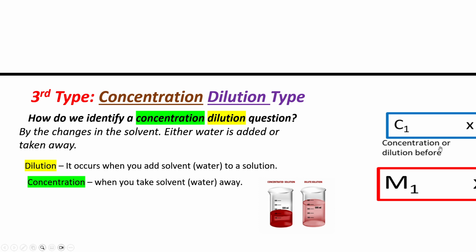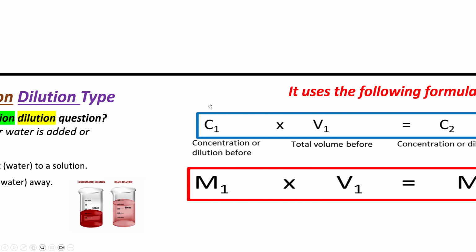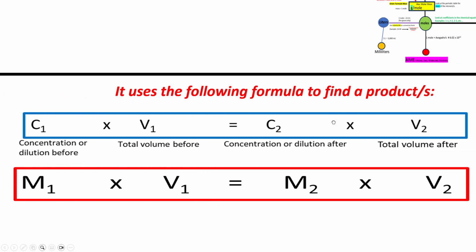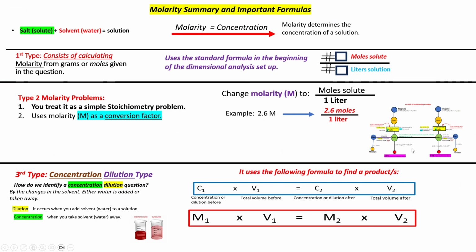And the formula that is used for type 3 is the following formula here. They both mean the same thing, by the way. C1 multiplied by V1, where C1 is the concentration before, and V1 is the total volume before. C2 is the concentration after, multiplied by V2, which is the total volume after. And once again, these two formulas mean the same thing.